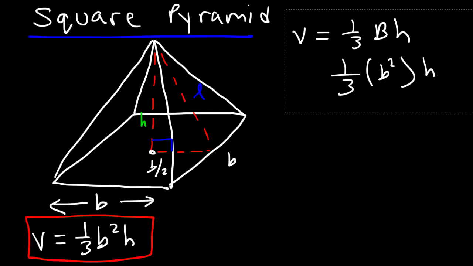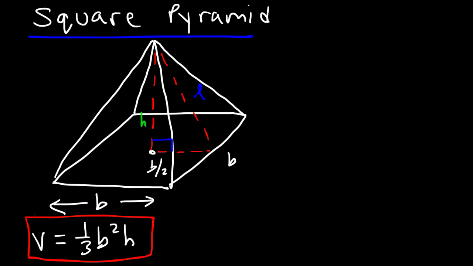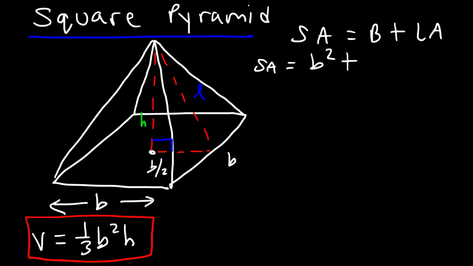Now what about the surface area of a square-based pyramid? Well, we can use the general form for the surface area of any 3D shape. It's the area of the base plus the lateral area. Now we know the area of the base is b squared, but what's the lateral area? Well, notice that there are 4 triangular faces with 1 square face on the bottom.